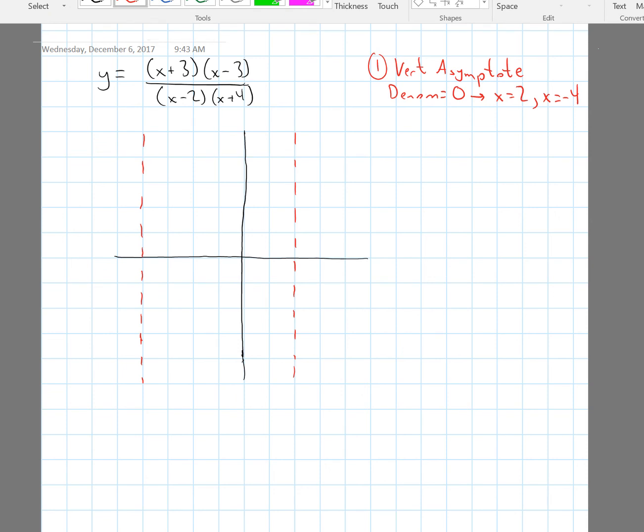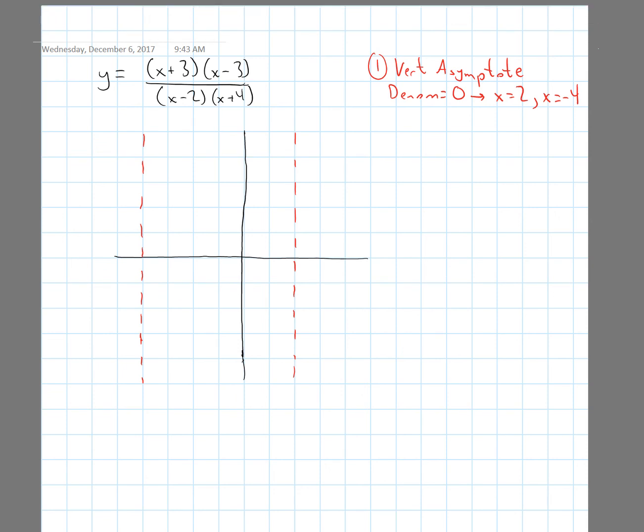Our next step would be, I made this green last time, I think, the x-intercept. And I said the shortcut for the x-intercepts is what makes the numerator equal to 0. In this case, that would be x being 3 or negative 3, right? That's the numerator there. So I have x equals 3 and negative 3 on there.